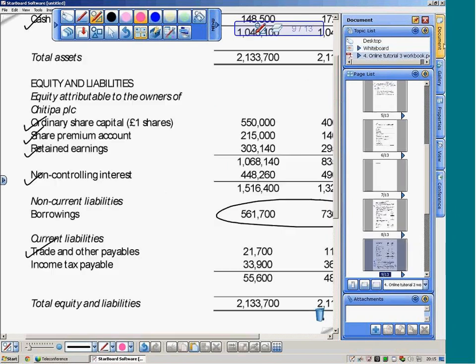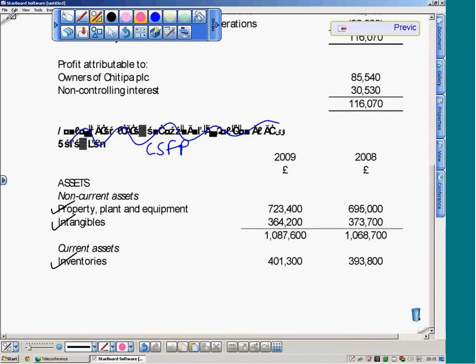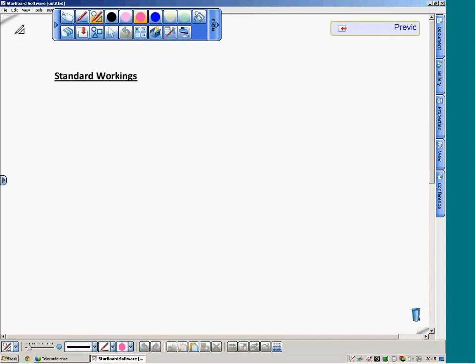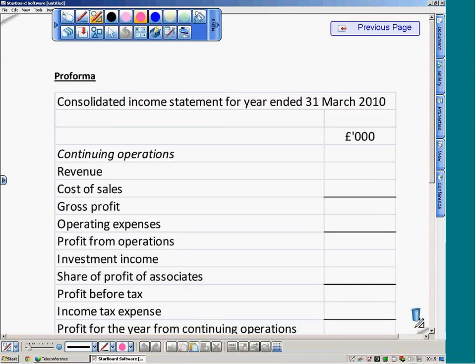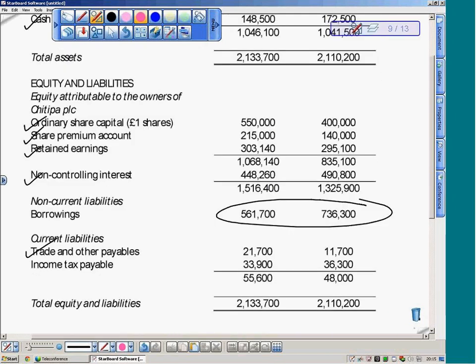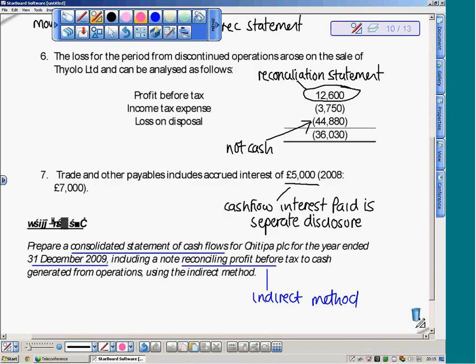We'll go back to the workbook, and let's just plug in our numbers. Okay. Oh, I've gone back far, haven't I? There we go. A bit further down.